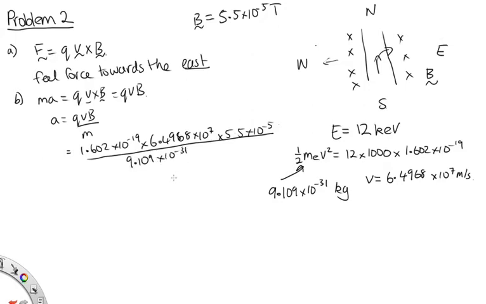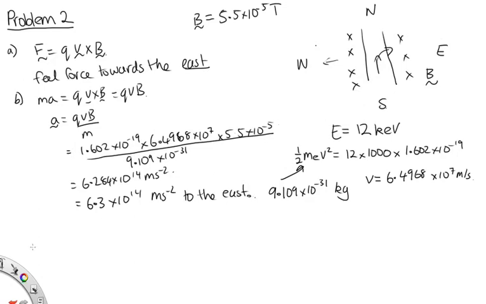So solving this on the calculator, we end up with 6.284 times 10 to the 14 meters per second squared, which let's give to two significant figures. That's 6.3 times 10 to the 14 meters per second squared. And it's an acceleration, so it should have a direction, so it's the same direction as this force, so to the east.